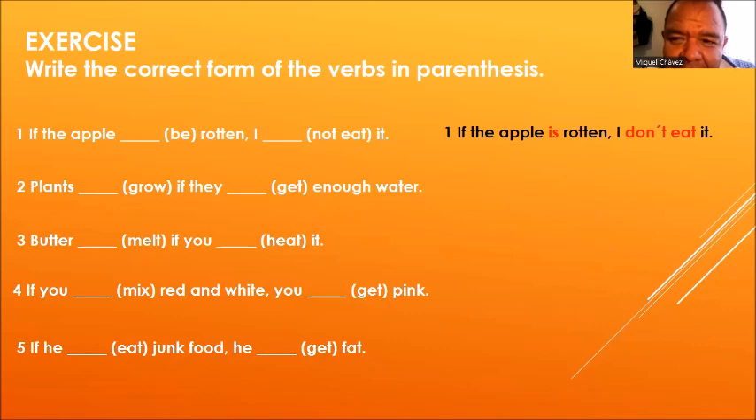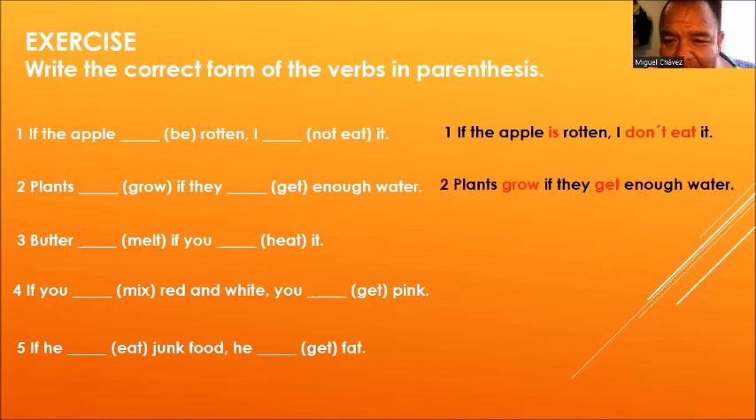Plants grow, exactly. Plants grow if they get enough water. Remember, only if we have the third person, we add s, but in this case, no. Plants grow if they get enough water, okay? That's great, don't worry, thank you.